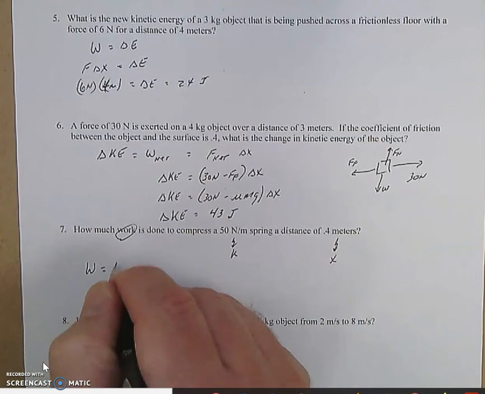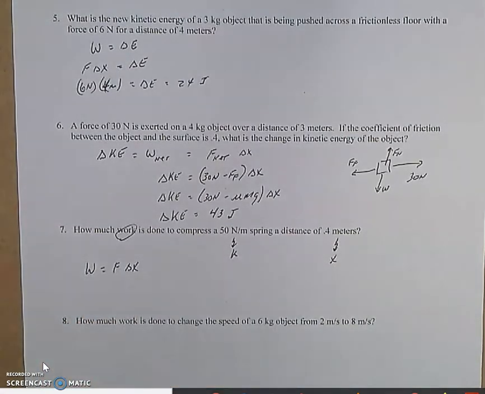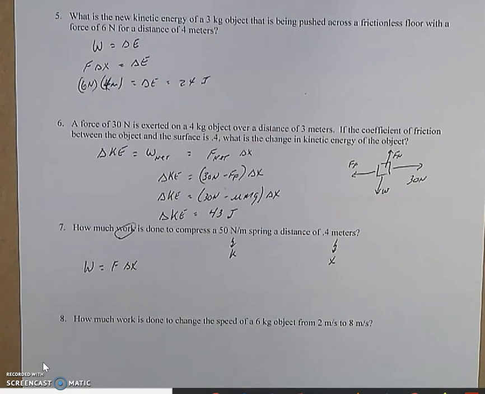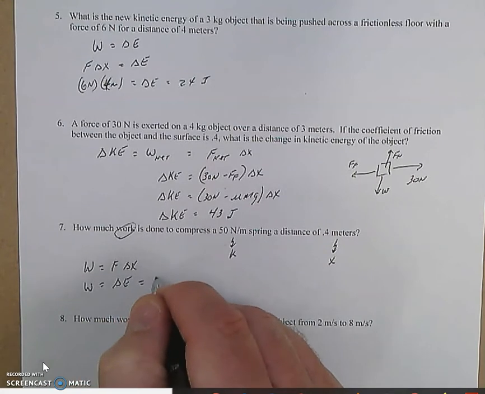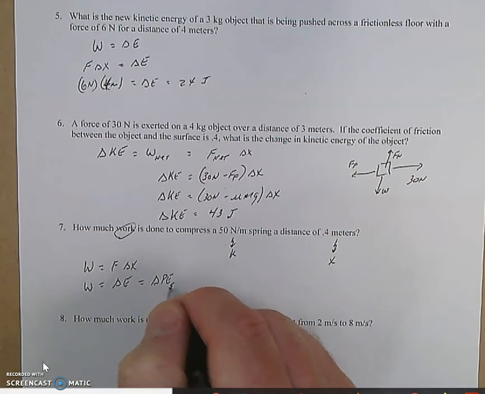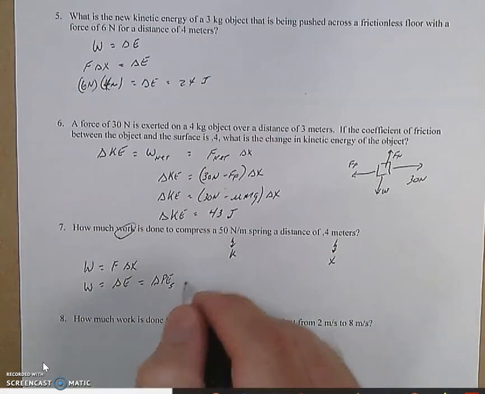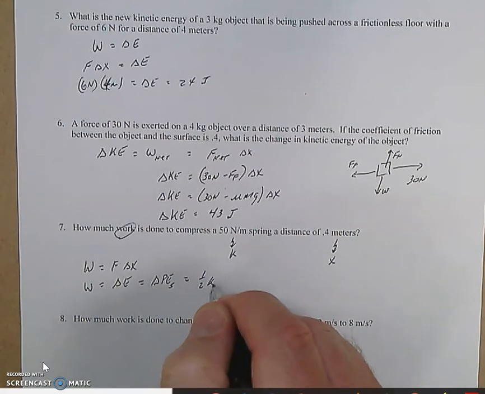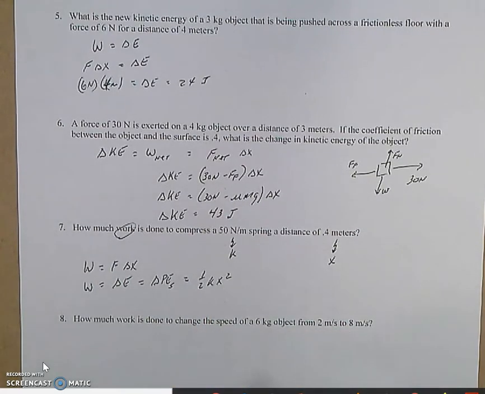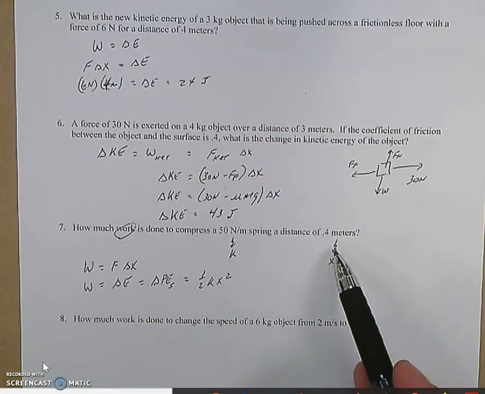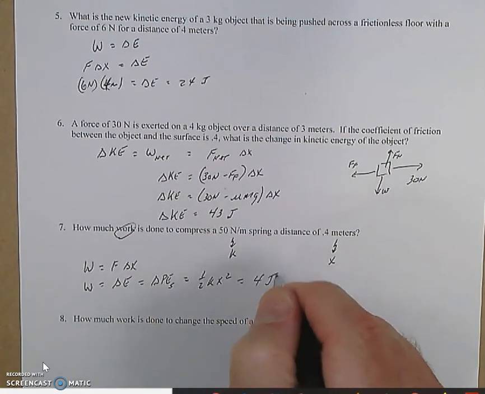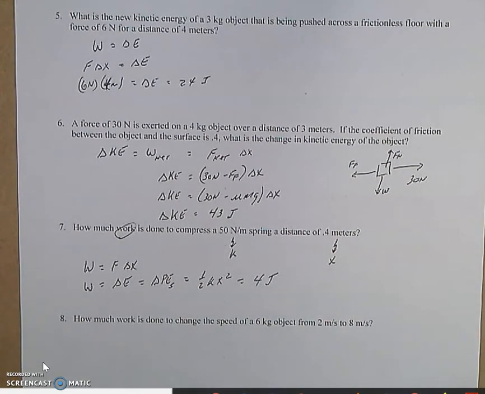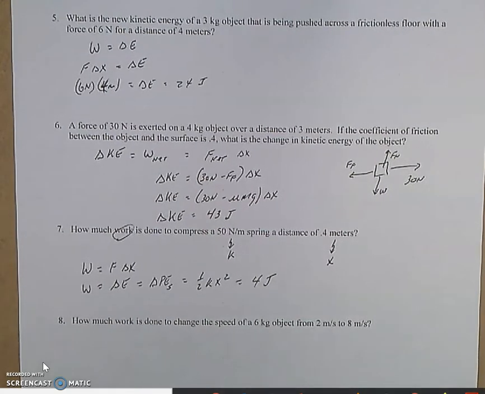Well, work is equal to F times delta x, but there's no reference for F here. So then the work done is equal to the change in energy, which in this case is the change in elastic potential energy, which is equal to 1/2 times K times x squared. 1/2 times 50 times 0.4 squared gives us 4 joules of work done. How come? Because there's now 4 joules of stored energy in the spring.